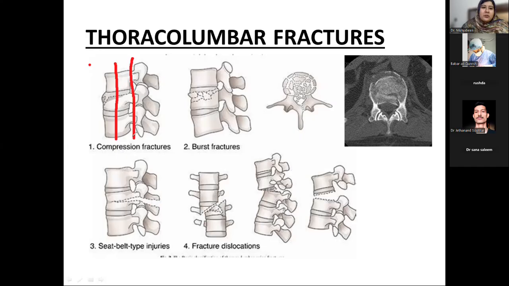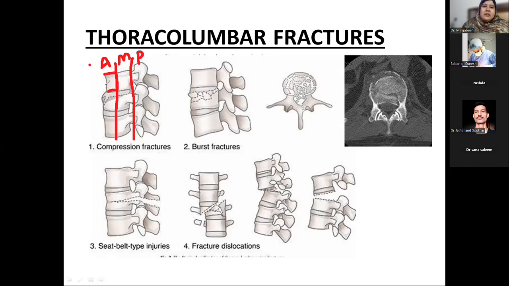Like our body is a building, and we have three columns to support our building. There is an anterior column, then there is a middle column, and then there is a posterior column. These are arbitrary lines. Now what is in the anterior column?